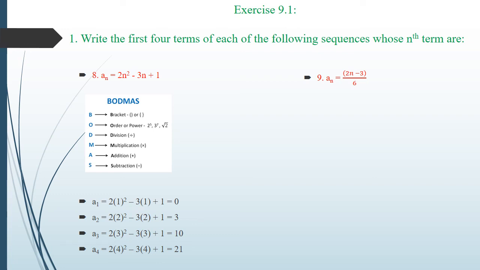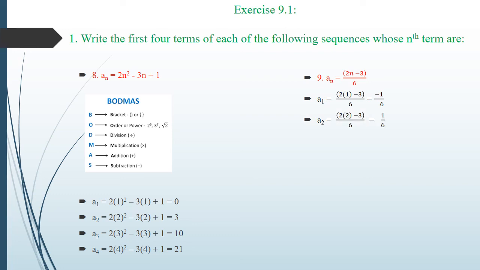Next question and the last question of this exercise, that is an is equal to 2n minus 3 whole divided by 6. Similarly I can find a1 is equal to 2 into 1 minus 3 divided by 6. So 2 into 1 is, again you can see here, first I am completing the multiplication operation, that is 2 minus 3 will give me minus 1 divided by 6.